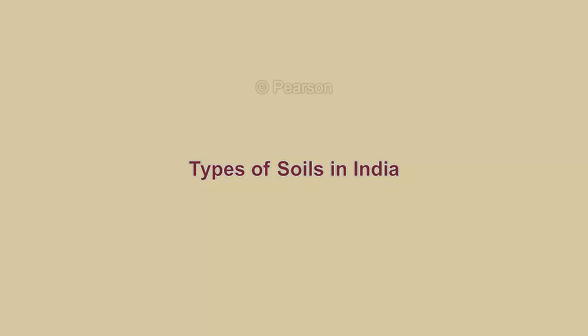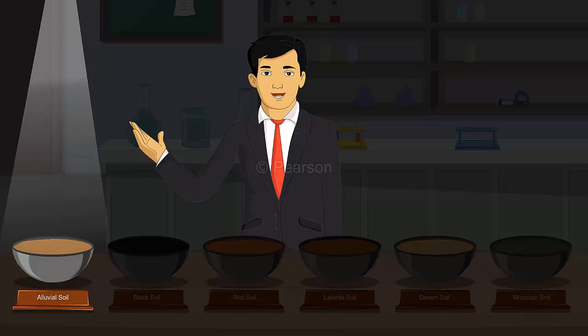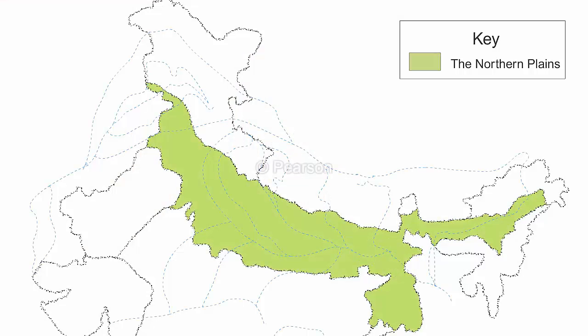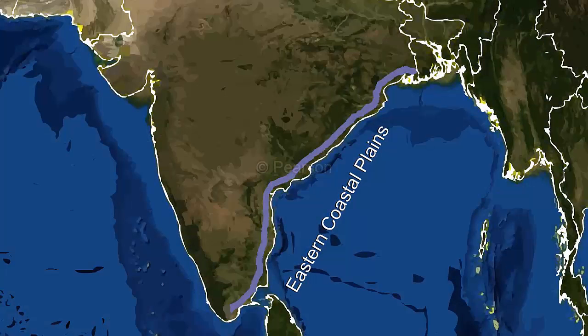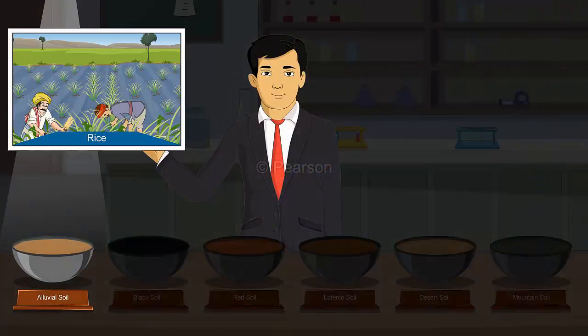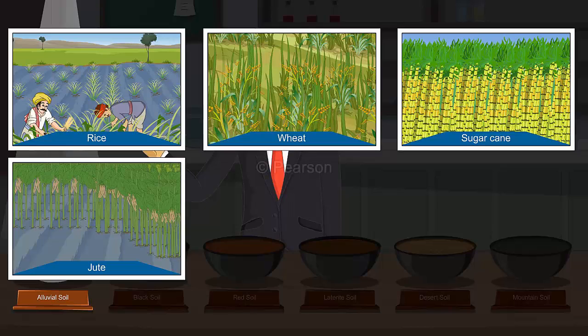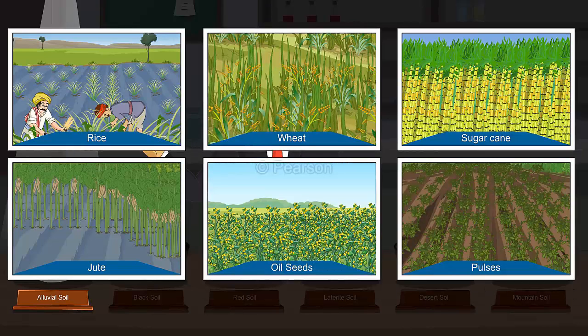Types of soils in India. Alluvial soil. Alluvial soil is formed by the deposition of sediments by the rivers. It is the best type of soil found in India as it is extremely fertile. It is found in the Indo-Gangetic plains, eastern coastal plains, and the river valleys of South India. Rice, wheat, sugarcane, jute, oilseeds, and pulses are grown in this soil.